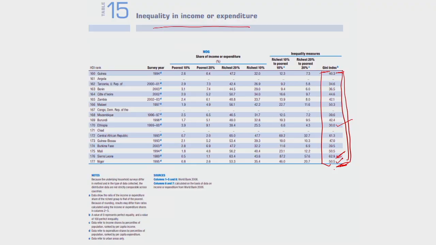So here in the Human Development Reports also, the inequality indices are being calculated, and they show the poorest 10%, poorest 20%, richest 20%, richest 10%, and what is the share of their income or expenditure. For example, in Guinea here, the poorest 10% have a share in total income of only 2.6%, whereas the richest 10% share in income or expenditure is 32%.